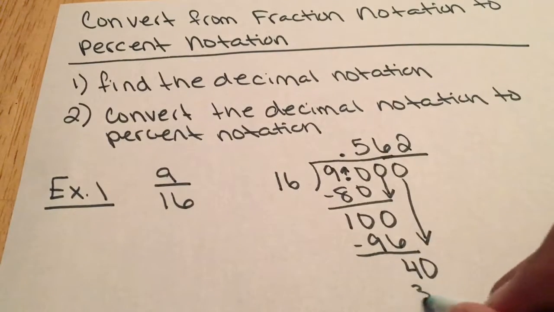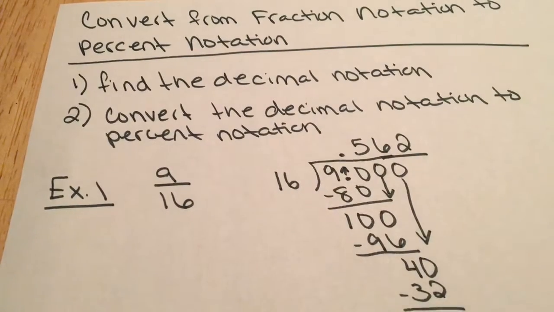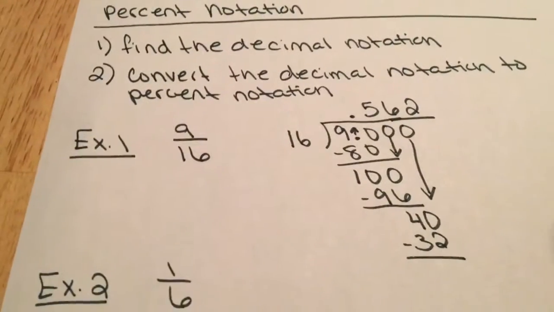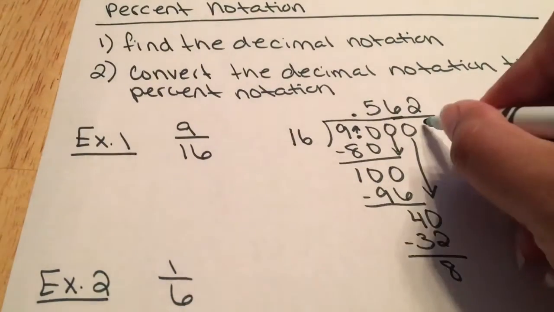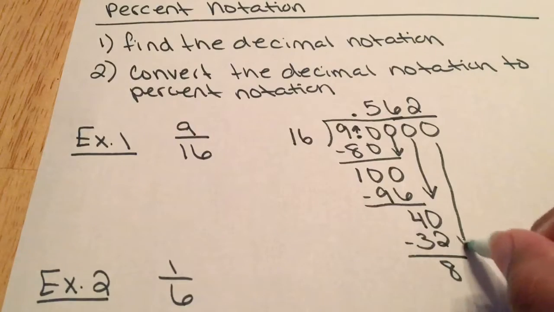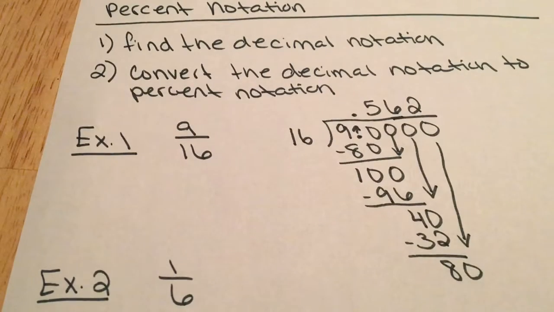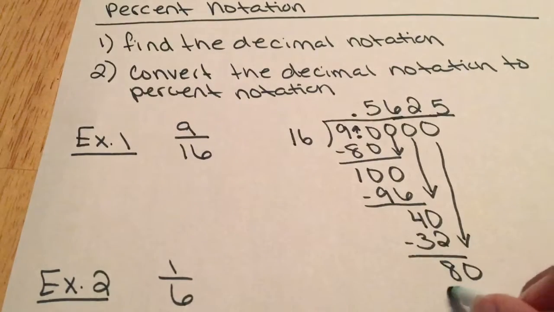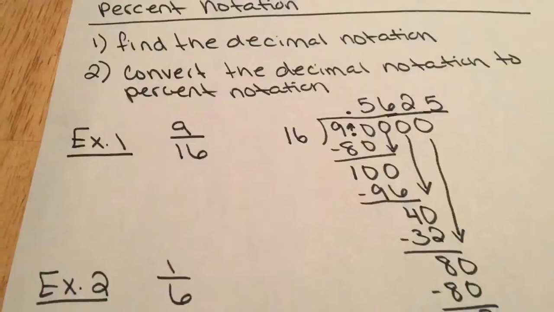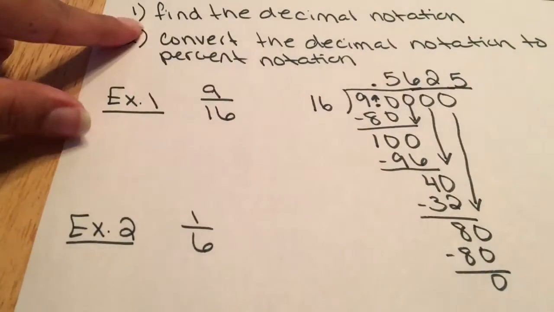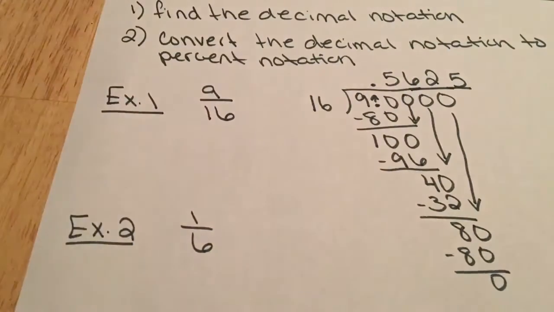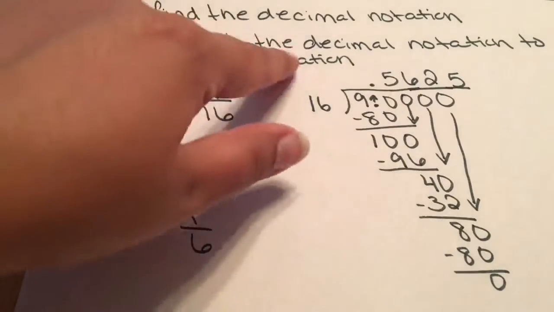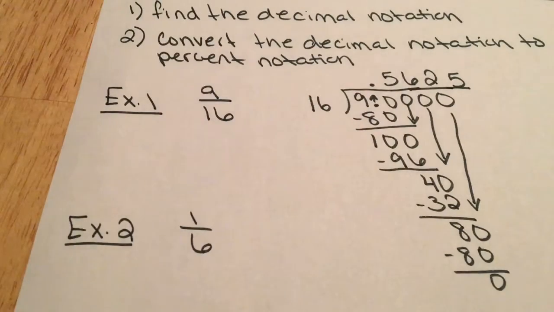2 times 16 is 32. 40 minus 32 is going to be 8. Since I have that remainder, I'm going to go ahead, add this 0 again, and 16 goes into 80, luckily for us, 5 times exactly. So we have no remainder, and we're done. So we've now done our first step. We found the decimal notation. Now our second step, convert the decimal notation to a percent notation.